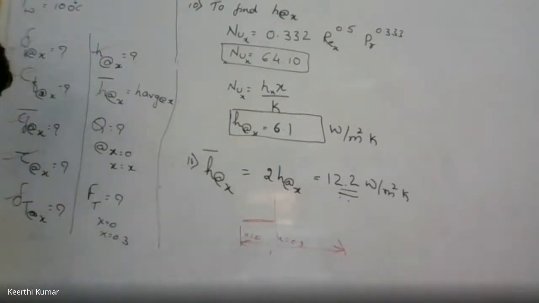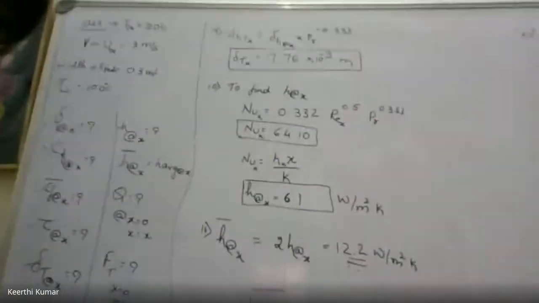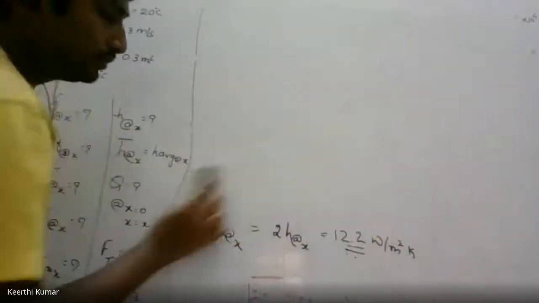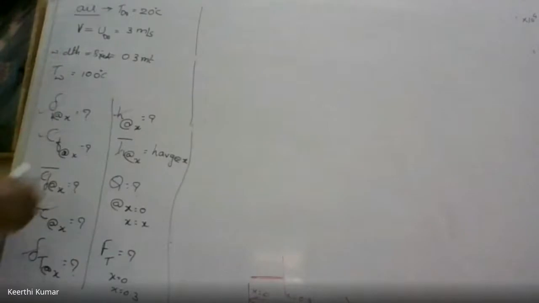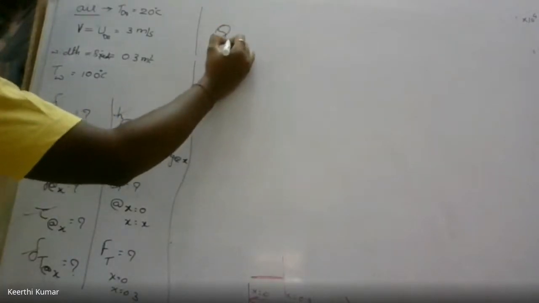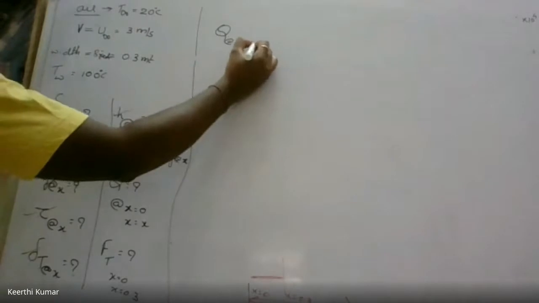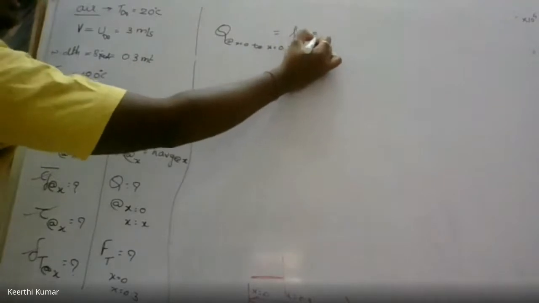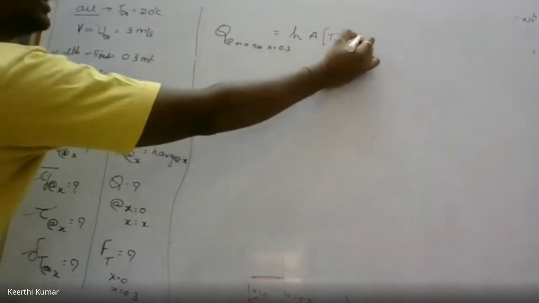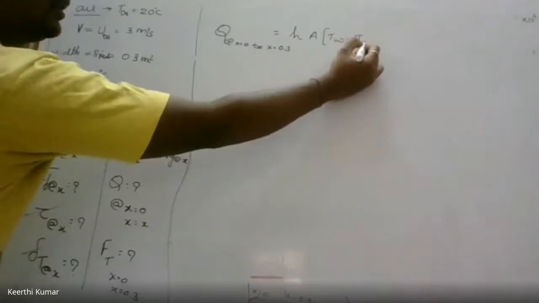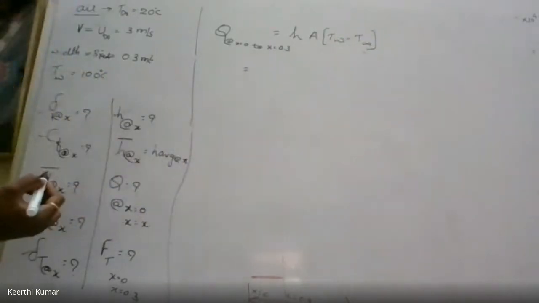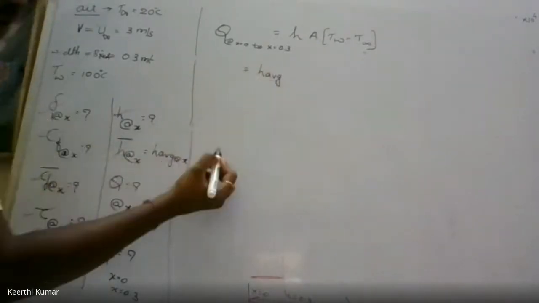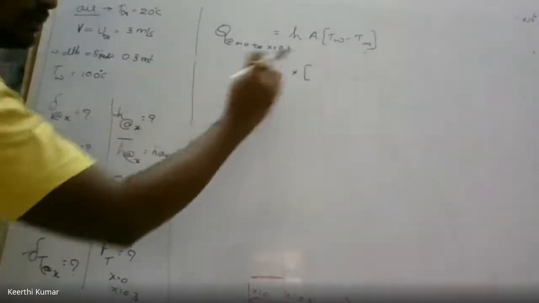So what is the formula for Q? This is the formula for Q. I'll rub this. So the general formula for Q for convection at x is equal to 0 to x is equal to 0.3 is H A (T wall minus T infinity). So what H value will we take now? This is nothing but H average, into area. Area is nothing but length into width.